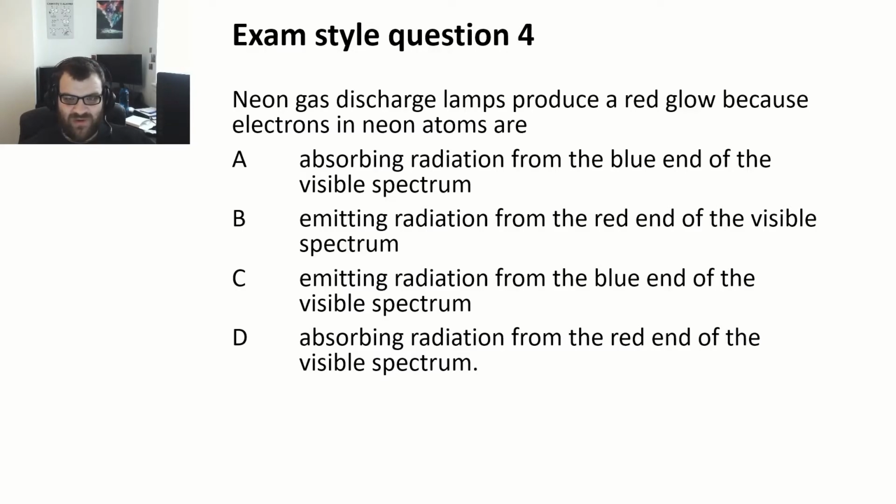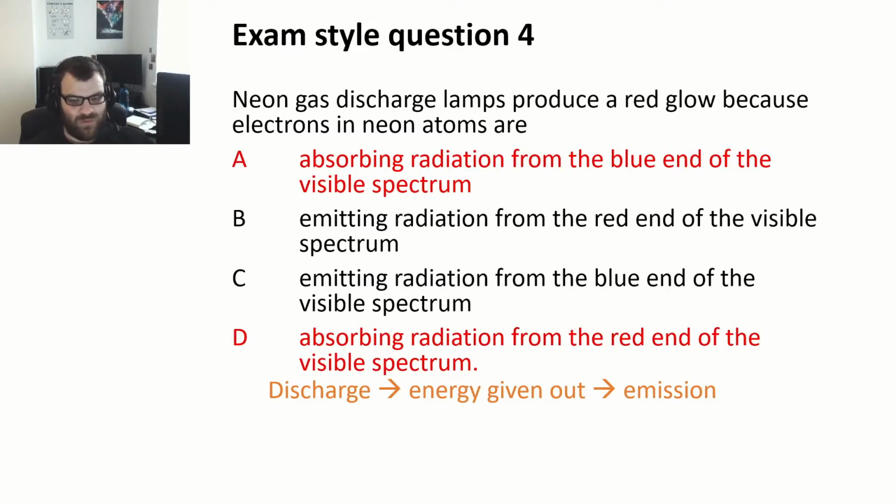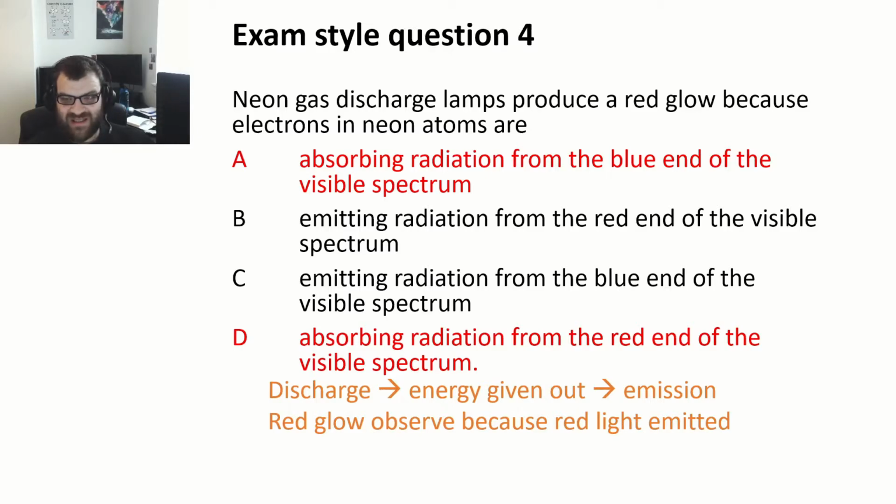In this question, because we're talking about discharge, which is to do with giving out energy, that is going to be emission, which means we can get rid of the answers talking about absorption. We're then talking about producing a red glow. We are seeing a red glow because they're giving out red light, which means that we're going to have an answer of B as our correct answer. So in emission spectroscopy, we see the colour of light given out by the sample.